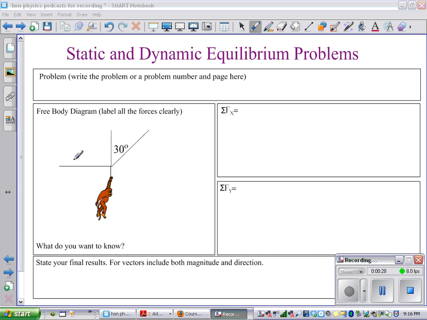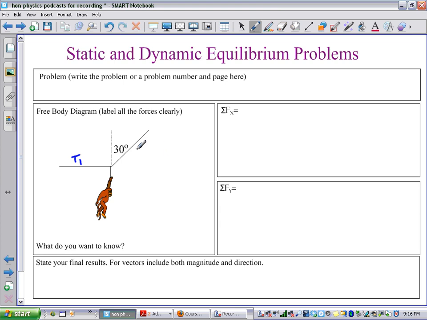three ropes, and we'll call them T1, T2, and T3. The weight of the monkey is 20 newtons.